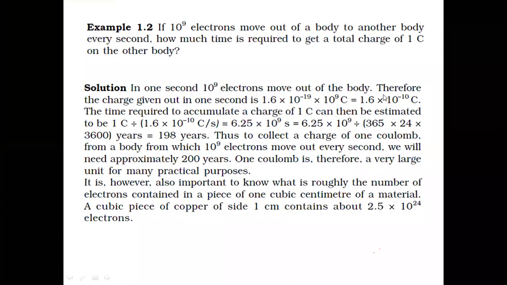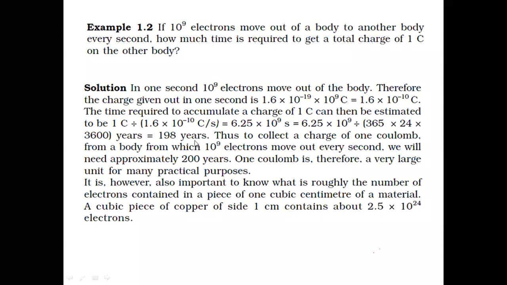So I repeat, in 1 second 10 raised to 9 electrons move out of the body. Therefore, the charge given out in 1 second is 1.6 into 10 raised to minus 19 into 10 raised to 9. So it simplifies to 1.6 into 10 raised to minus 10 coulomb. This is the charge in 1 second. If this much is the charge in 1 second, to accumulate 1 coulomb of charge, how much time is required? Cross multiplication. The time required to accumulate a charge of 1 coulomb can be estimated as 1 coulomb upon 1.6 into 10 raised to minus 10, you will get 6.25 into 10 raised to 9 seconds. And finally, the answer is going to be 198 years.